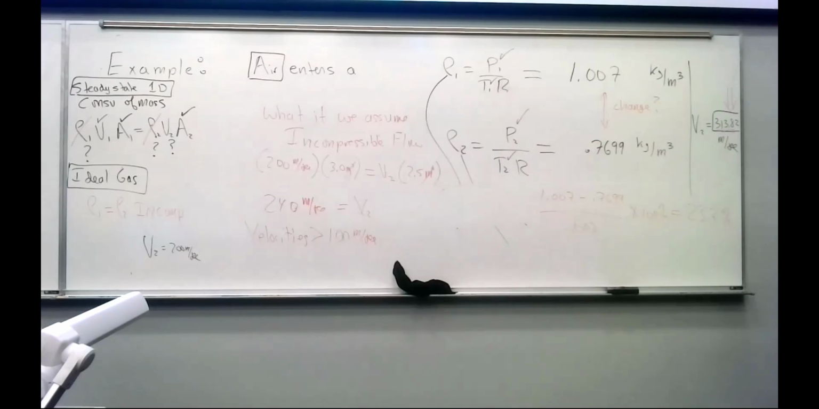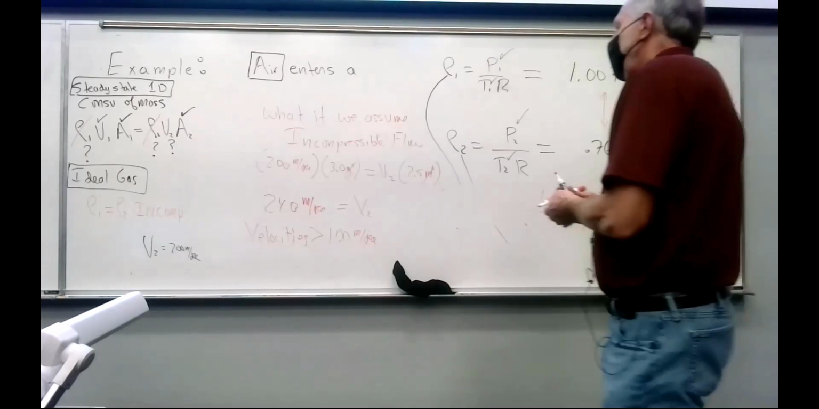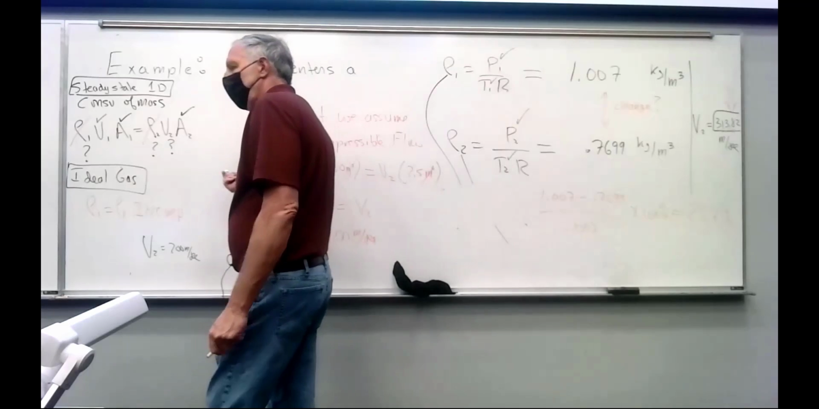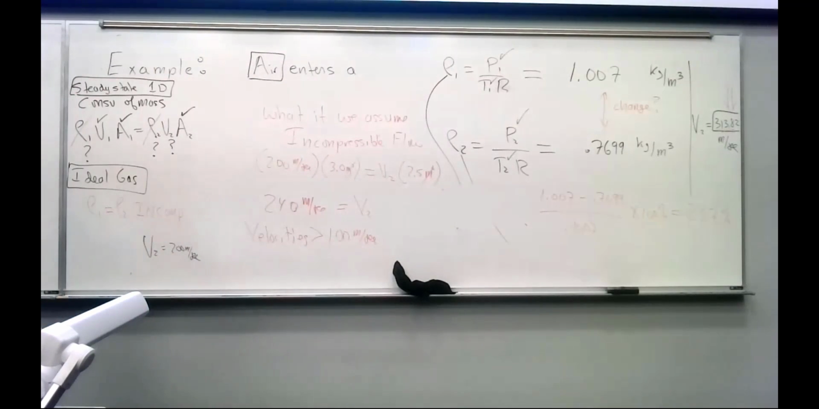It's because as the air goes through the duct, not only does the area squeeze down and cause more air to go through, but the air expands and the density goes down. So more velocity goes through. All right, so we did the water hose problem where we did incompressible flow. This is how you do a compressible flow problem.